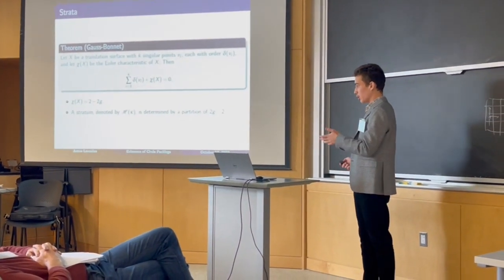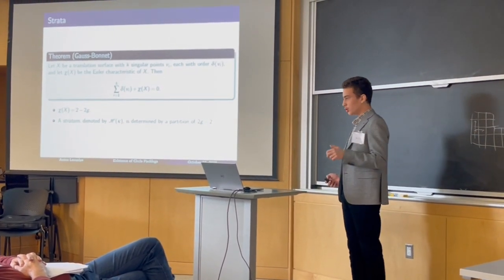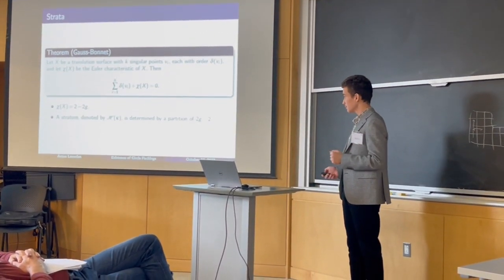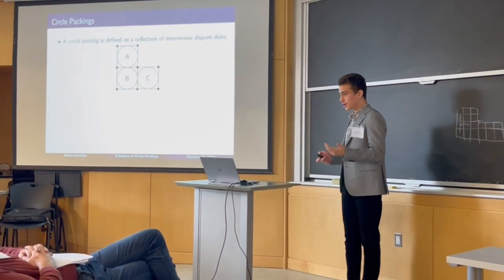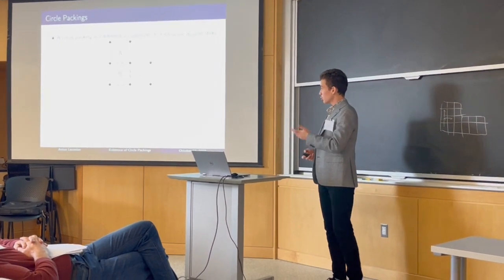And examples of surfaces in the stratum H of 2 are the 3 squared surface we investigated earlier, as well as the regular octagon. Alright, so now we've discussed translation surfaces and their properties, we will discuss circle packings.